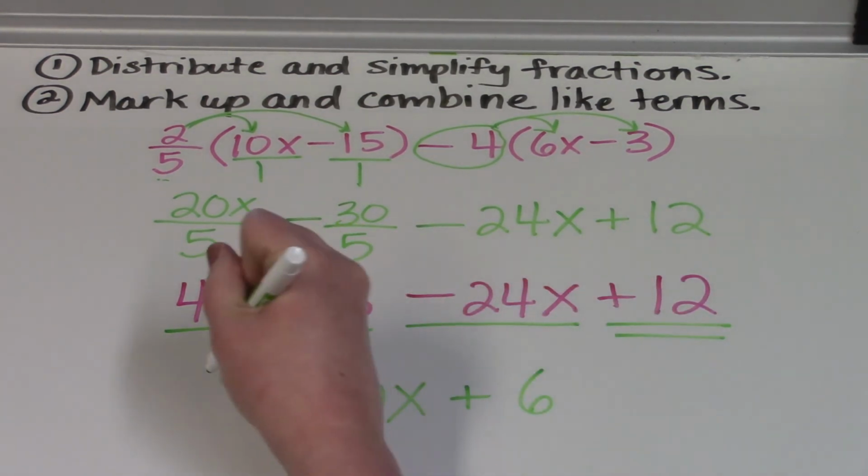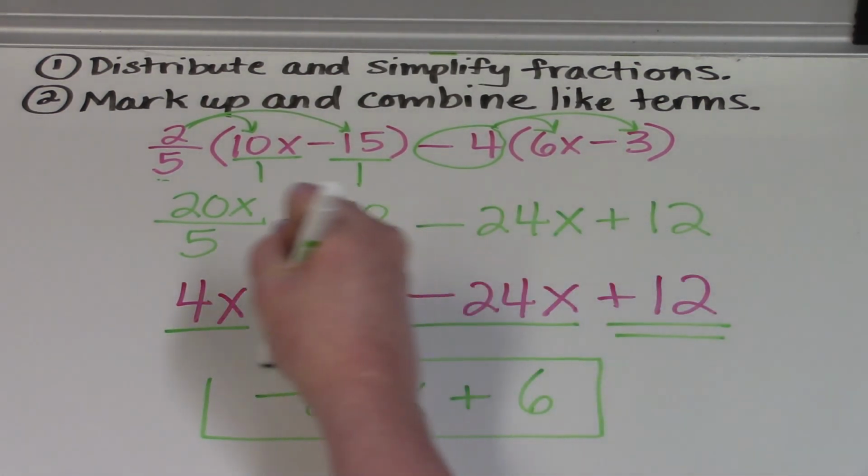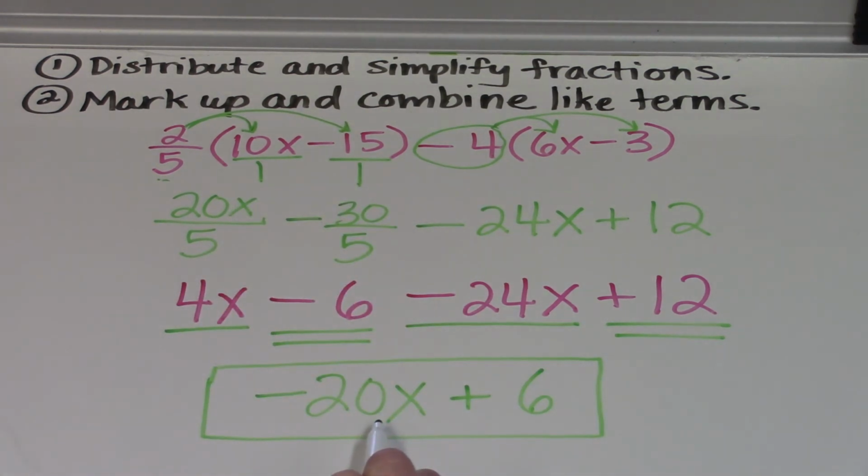and negative 6 plus 12 gives me a positive 6. If you look at the two terms that are left over, because negative 20x has an x attached to it and 6 does not, I can't put those two together, so I know that I've simplified the problem completely.